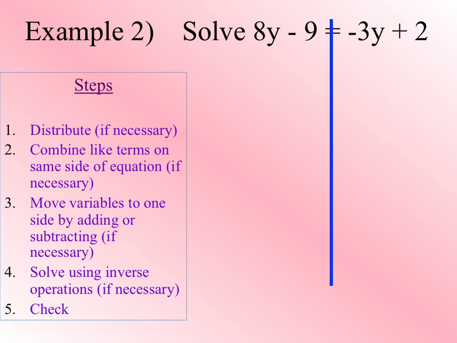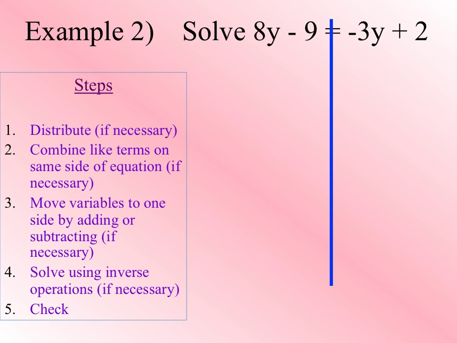Okay, we're going to go ahead and look through solving this. So again, those steps will help you stay organized. Step 1, again, there's no distributing property. So we move to step 2. On the left side, there's no like terms, and on the right side, there's no like terms. So step 3, we want to try and move those variables since I see an 8y on the left and a -3y on the right. And again, I want to try and use or move that variable to make a positive value.